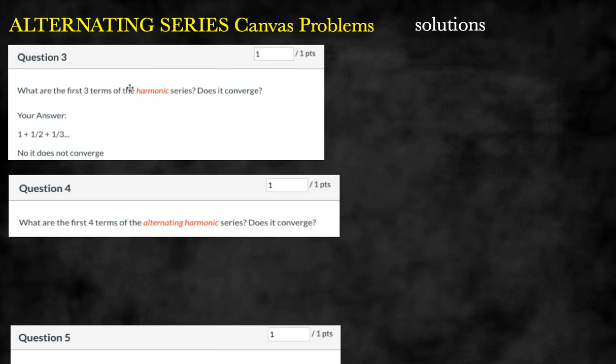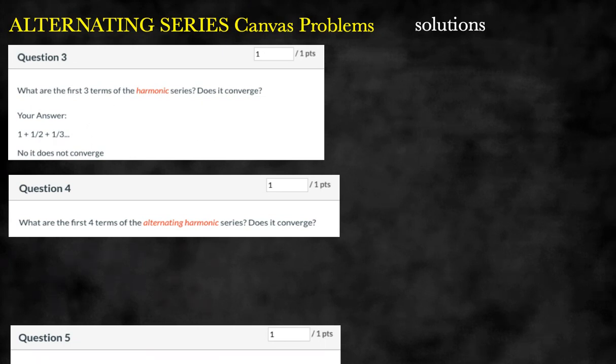Question 3 said, what are the first 3 terms of the harmonic series and does it converge? This again, almost definitional. The harmonic series is simply 1 plus a half plus a third plus a fourth and so on. And it is a non-convergent, it's a divergent series. There are proofs of that. You can look those up, but simply know that the harmonic series will diverge.